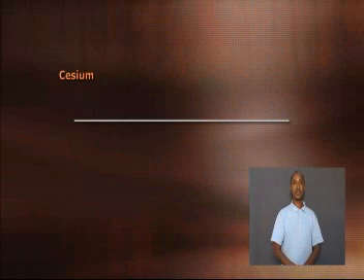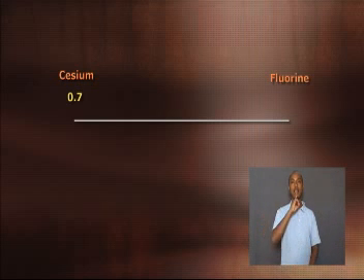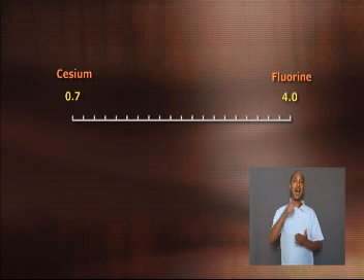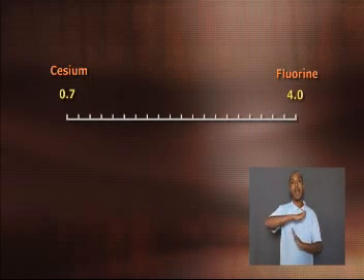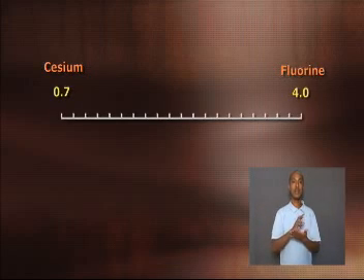The least electronegative element on the scale is cesium. It has a value of 0.7. The most electronegative element is fluorine, with a value of 4.0. All of the other elements on the periodic table have electronegativity values that fall in between these two extremes.